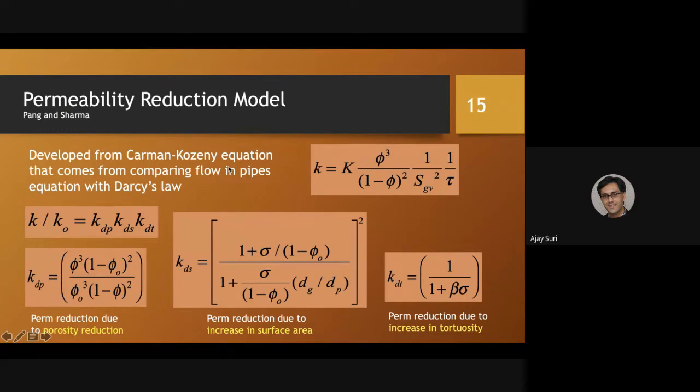The Carman-Kozeny equation is derived by comparing the pressure drop of flow in pipes with flow in porous media, which is Darcy's law. Based on this model, we can get the permeability ratio, the change in permeability over time due to a reduction in porosity and an increase in specific surface area. These are not the best models anyway, but they do give us an idea and capture the effect.